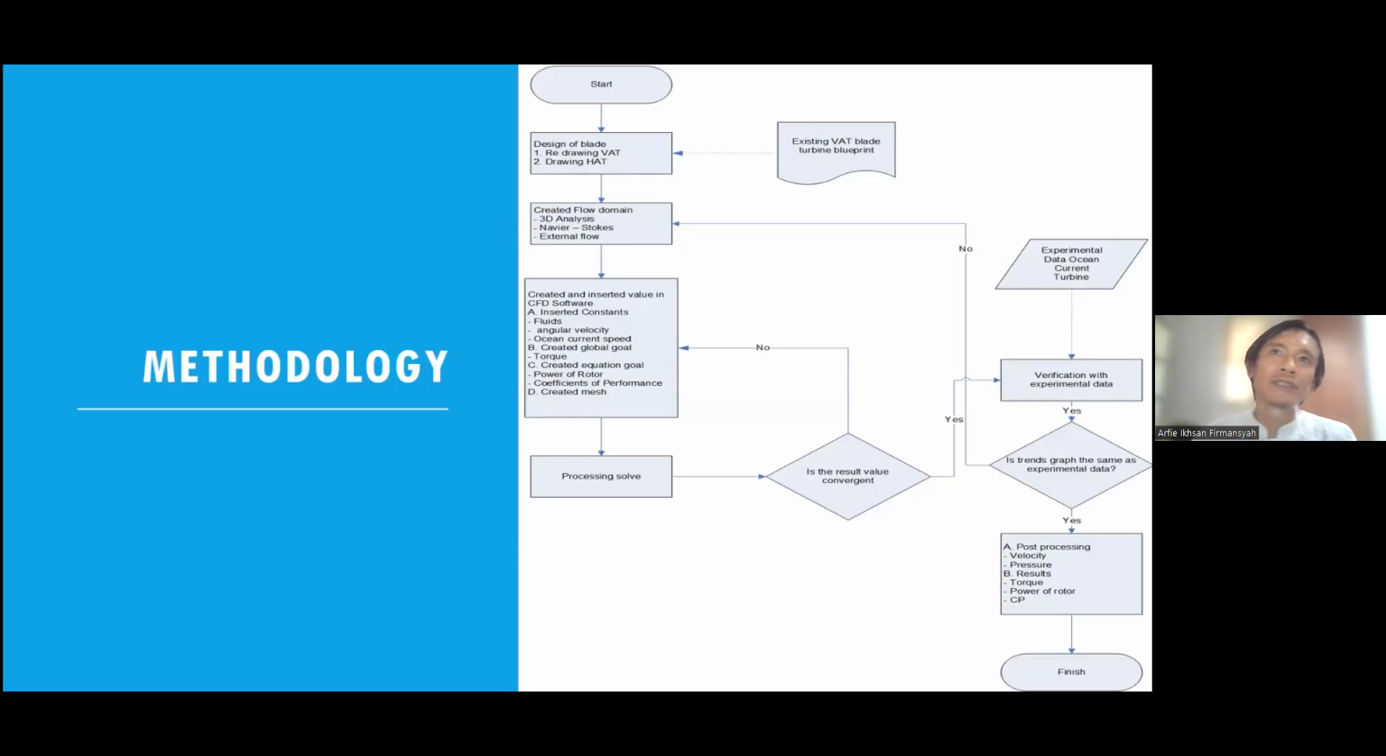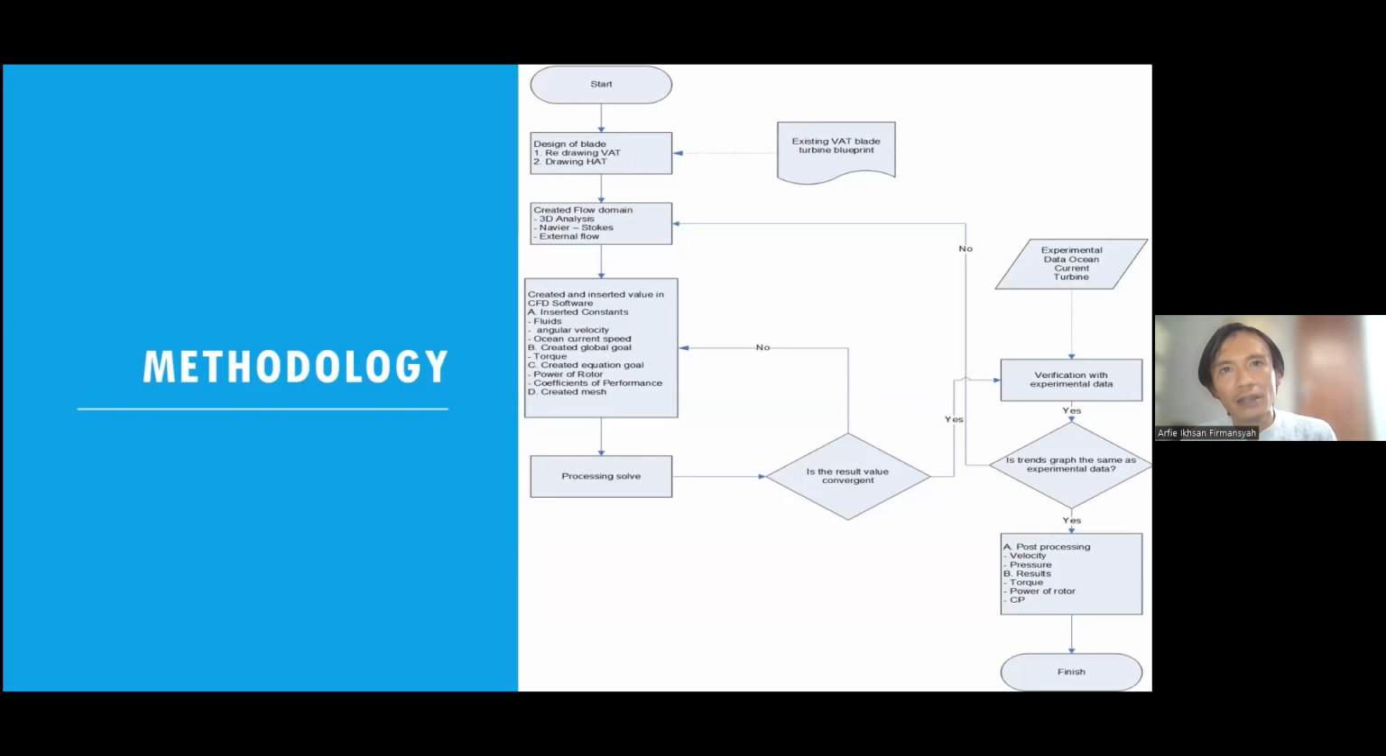The methodology of the study is shown in the flowchart. The first step is designing the blade turbine, which has two models. One of the models is the redrawing of an existing vertical axis turbine. The next step is to create the ocean current model and geometry in computational fluid dynamics, or CFD. After that is created, the iteration, boundary parameters and goal of the simulation are set using analysis tool software. The next step is processing the solve from the tool.